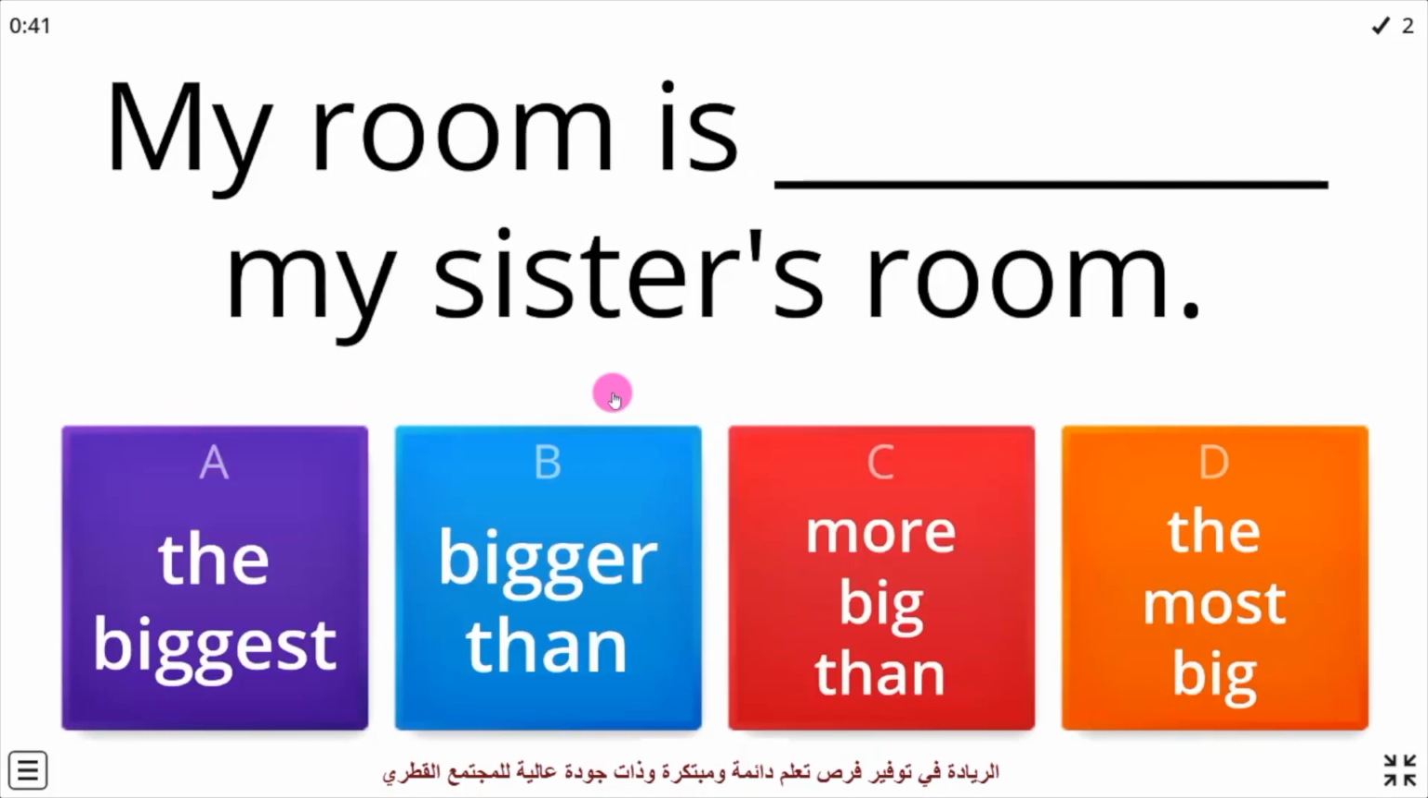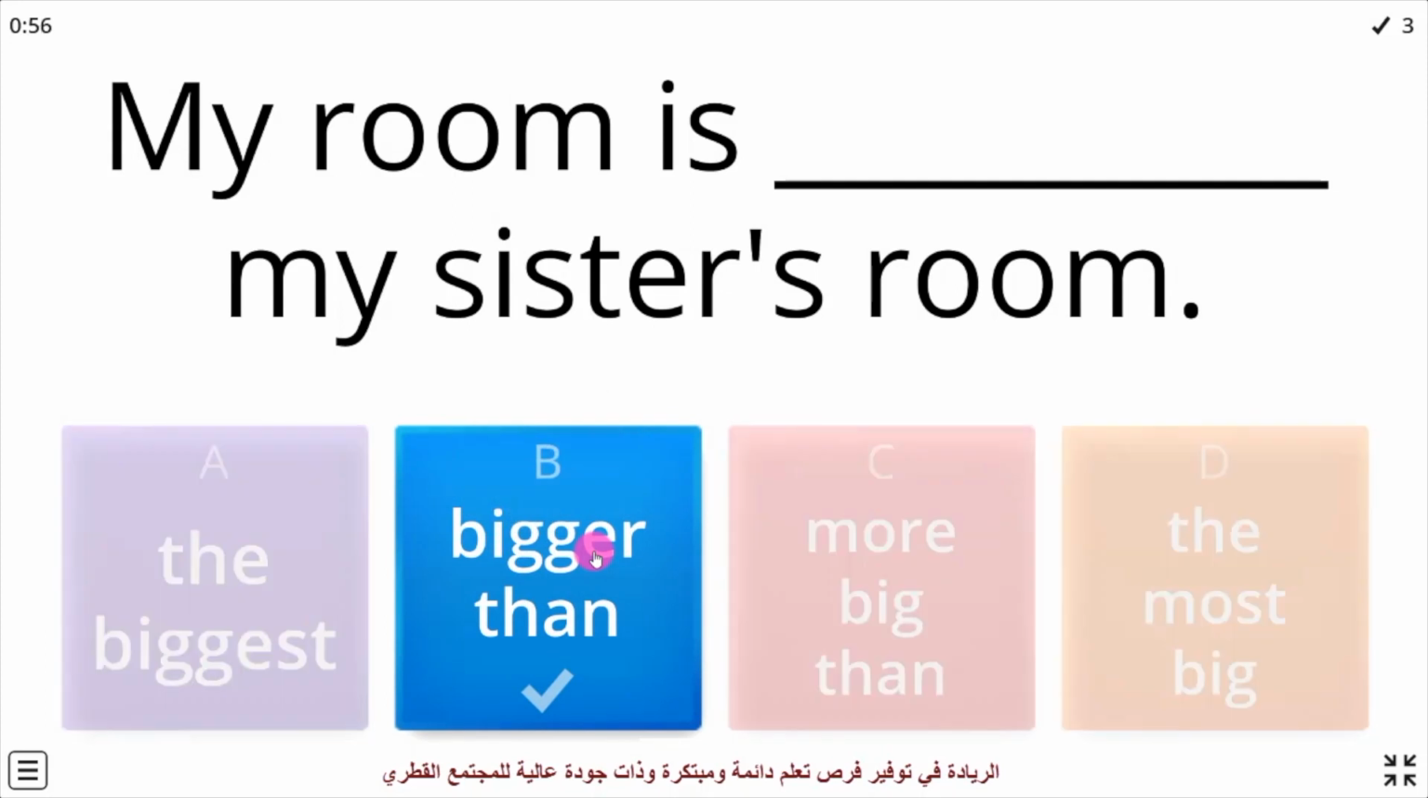My room is bigger than my sister's room. We are comparing between my room and my sister's room. So this is a comparative. Big is a short adjective. So what do you think is the answer? Excellent. My room is bigger than my sister's room.